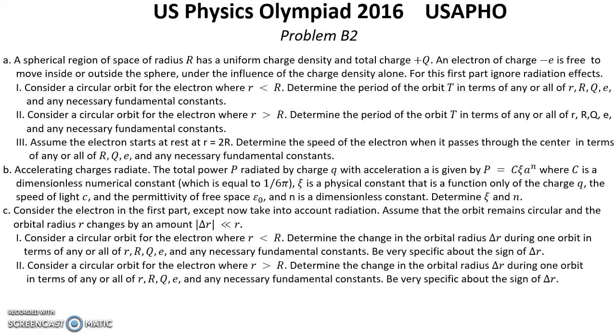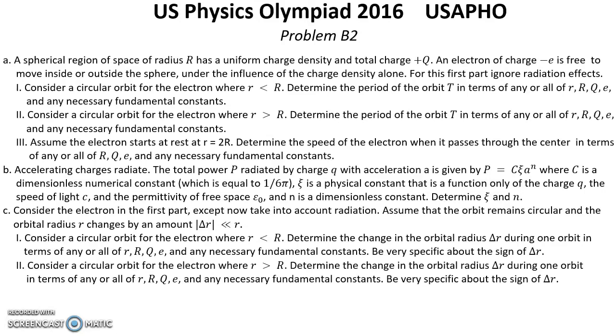Question 2. Consider a circular orbit for the electron where small r is greater than big R. Determine the period of the orbit T in terms of any or all of small r, big R, q, e, and any necessary fundamental constants.